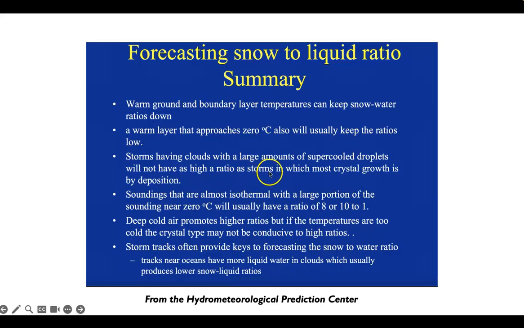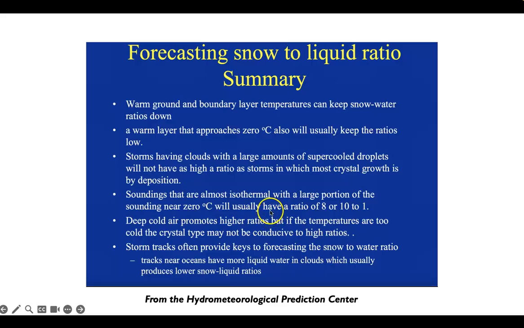Storms having clouds with large amounts of supercooled droplets will not have as high a ratio because riming will occur, as opposed to storms in which most crystal growth is deposition. Alright, deposition, remember, is gas to solid. So if you have supercooled droplets, that's really no good. Soundings that are almost isothermal with a large portion near zero.